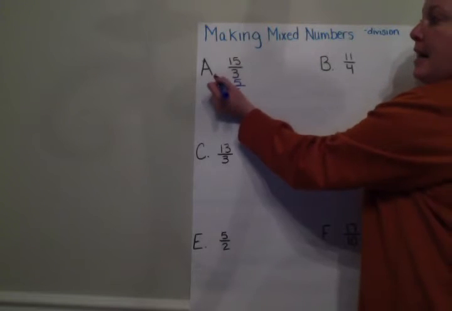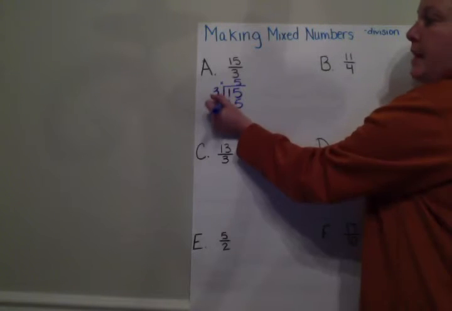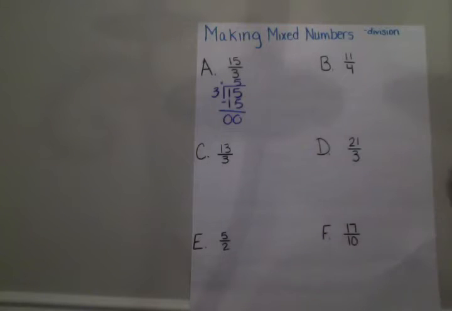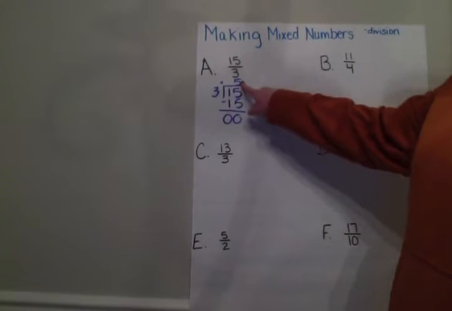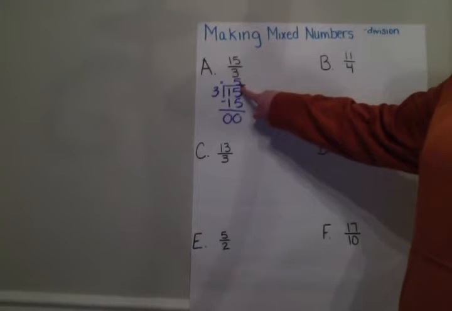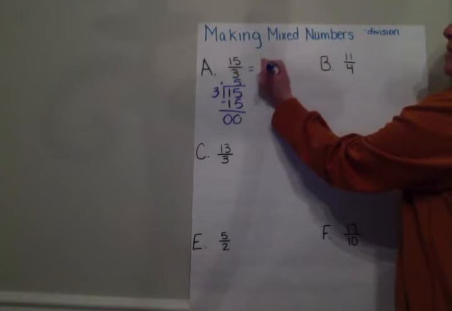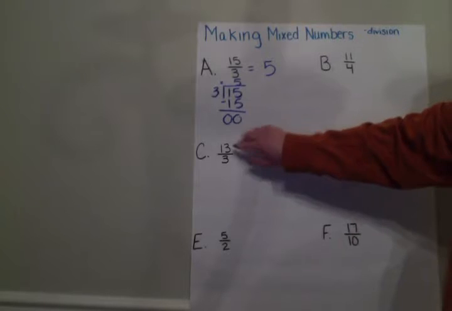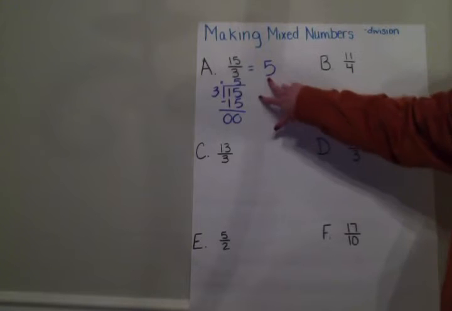3 times 5 is 15. I subtract. And I have nothing left over, and I don't have anything to bring down either. So I know that 15 divided by 3 is equal to 5. This is 5 wholes. So if I wanted to write this as a mixed number, it would just be 5, because I don't have to put that 0 over 3 thing that some of us are liking to do. Please don't do that. It is just the whole number 5.